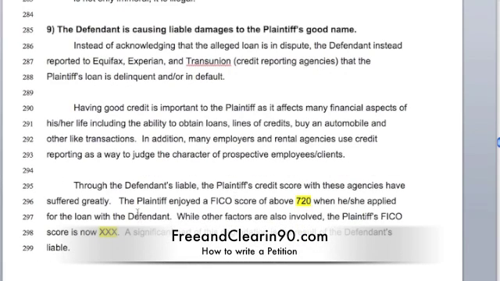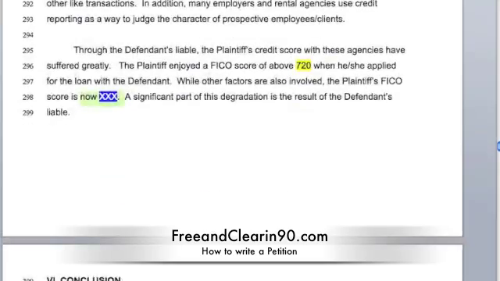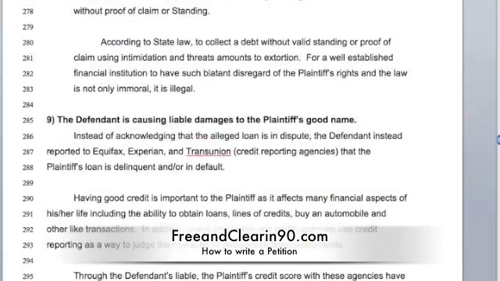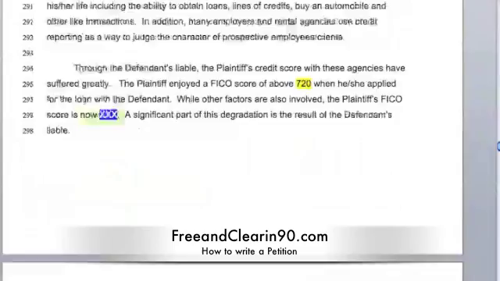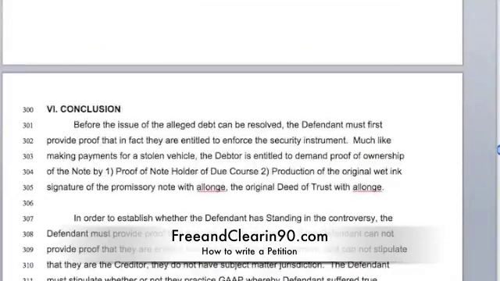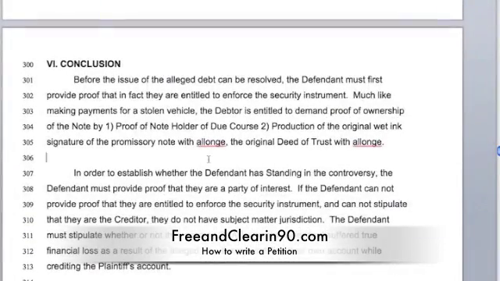Right? Before this, my FICO score was above 720, and now as a result of this, mainly caused by them, my score is low. So again, which is causing more reasons for the judge to say, you know, these guys are scum. They have done the plaintiff wrong and they deserve a judgment.